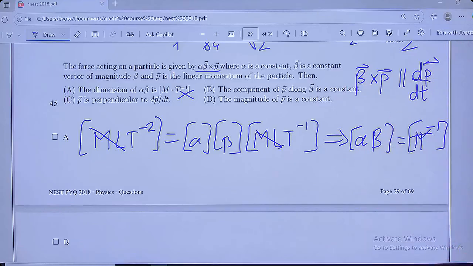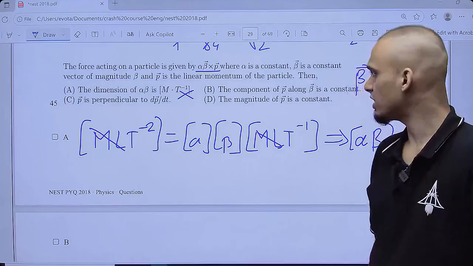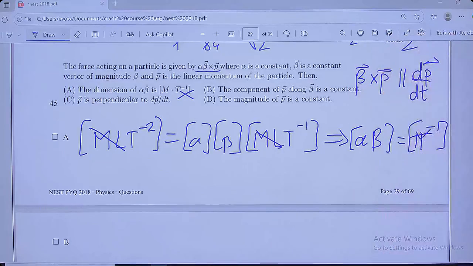The magnitude of P may or may not be constant. We don't have enough information to check if the magnitude of P is constant. Have we been given anything? No, we haven't been given anything.